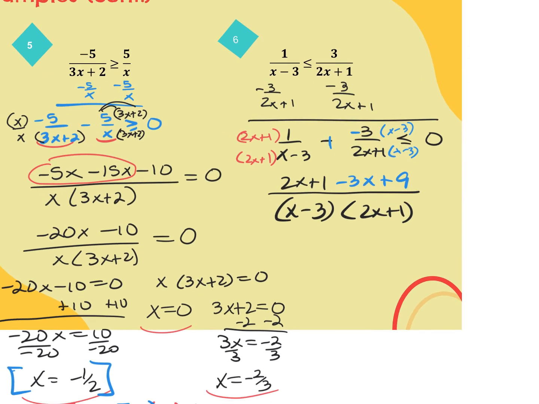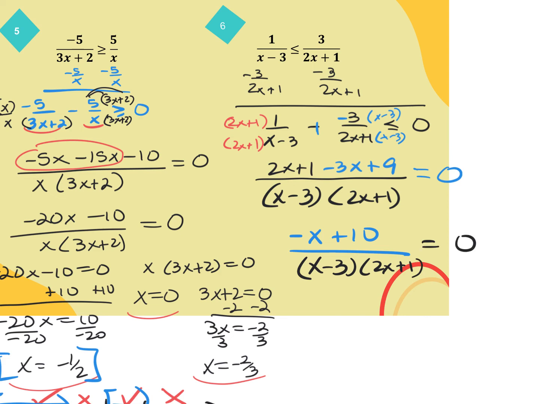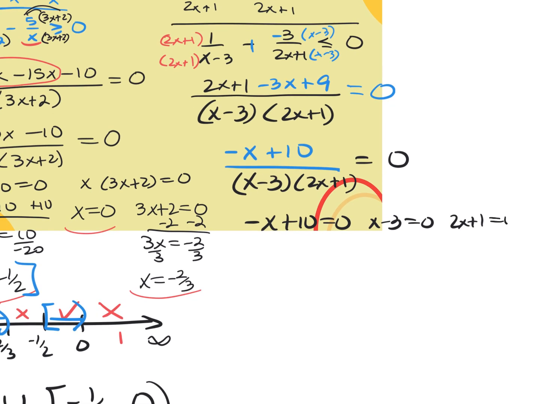I now need to combine my like terms in the numerator, leave the denominator factored. So I end up in the numerator with negative x plus 10. We're leaving the denominator alone because again, remember, we're going to just have to go back and factor it anyways. So then the numerator, negative x plus 10 equals 0. The denominator, I'm going to set x minus 3 equals 0 and 2x plus 1 equal to 0.